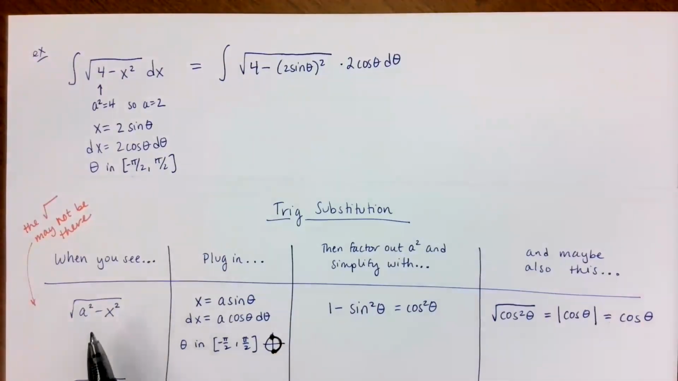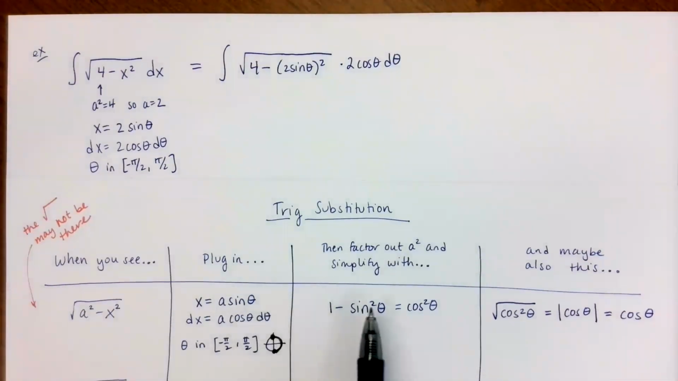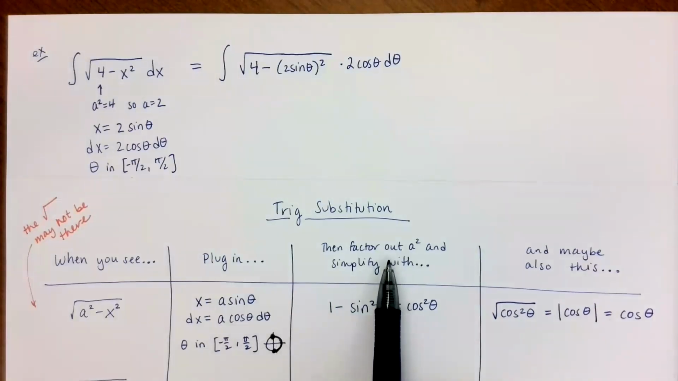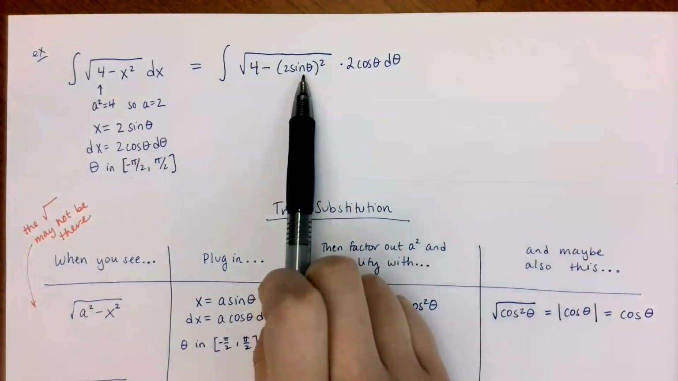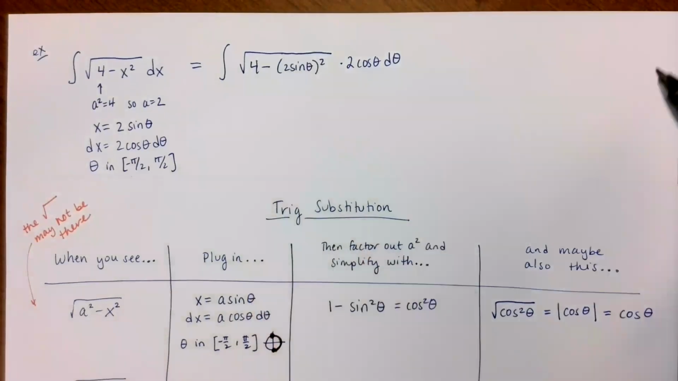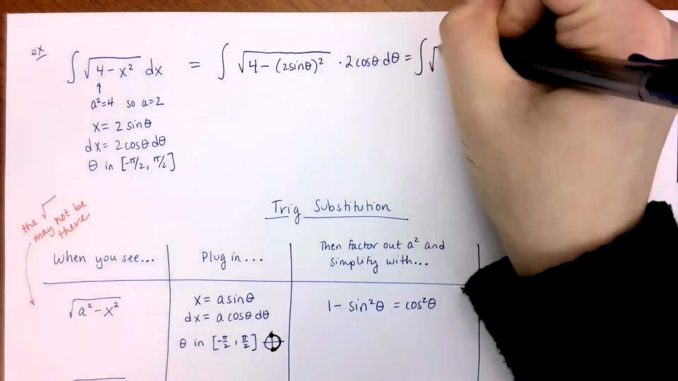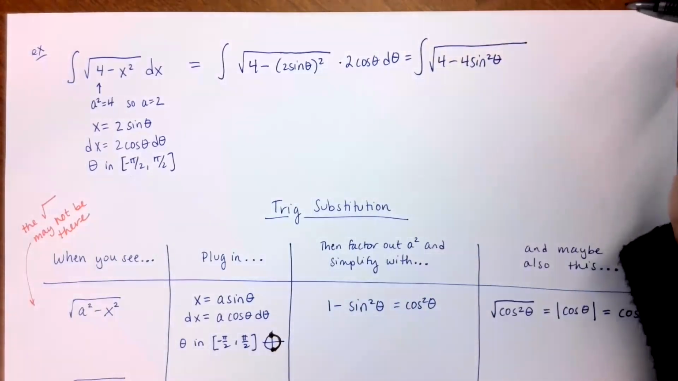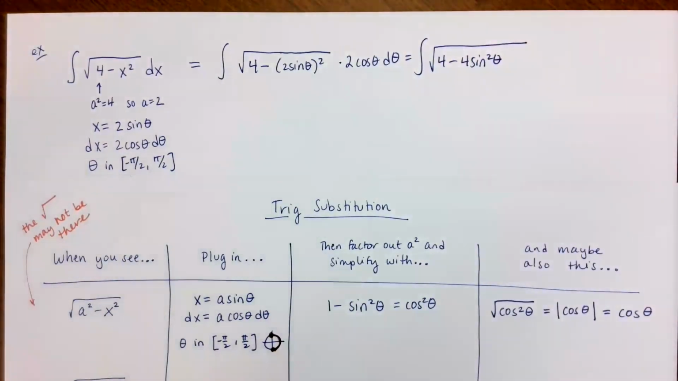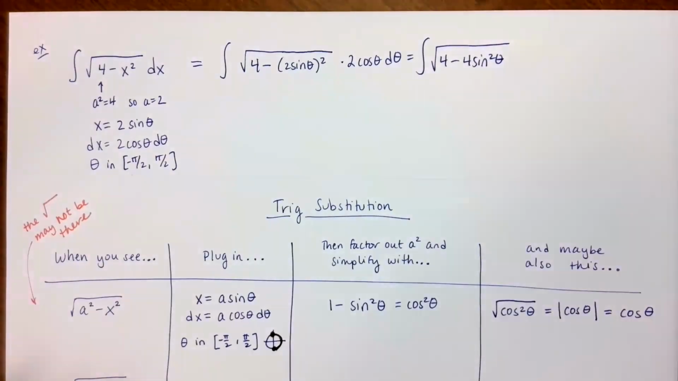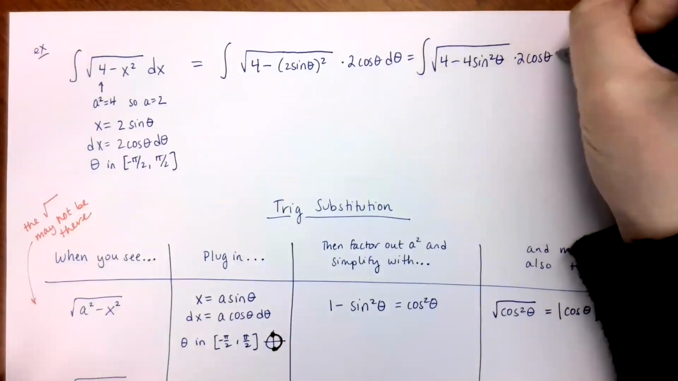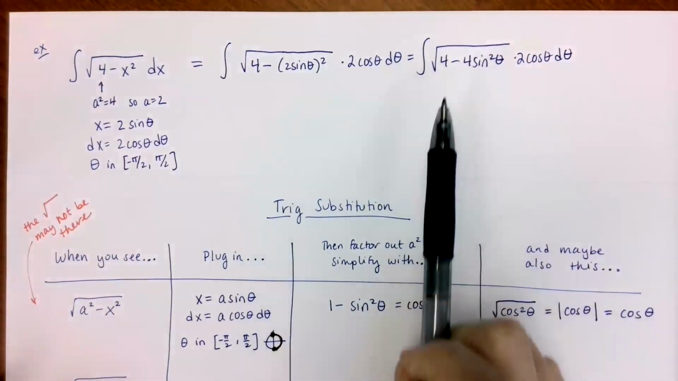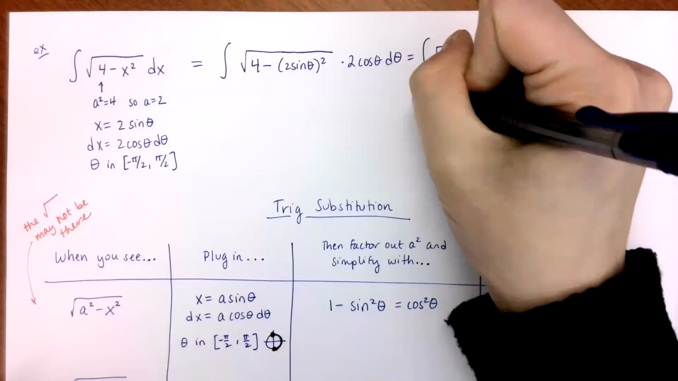Okay, so we have done these first 2 columns of instruction. Now we're going to factor out the a squared, which is 4, and simplify with this identity. And it's all going to work a lot better than it looks like it's going to work here. So the first thing I'll do is say, well, 2 sine theta all squared is 2 squared sine squared. So we could call this 4 minus 4 sine squared theta. I did my root a little too long. Shorten that. All right, and then 2 cosine theta still on the outside. Okay, so we're going to factor out the a squared, which in this case is 4.